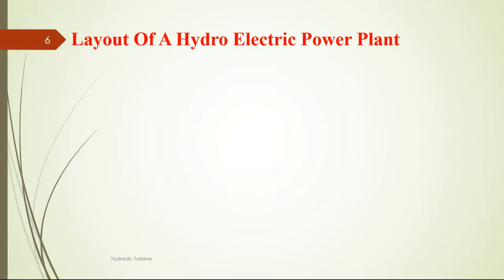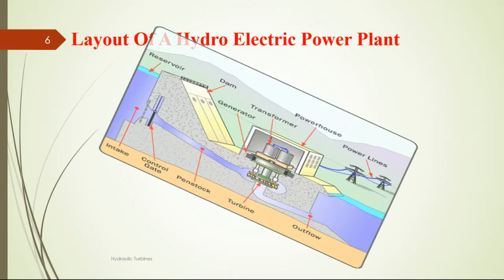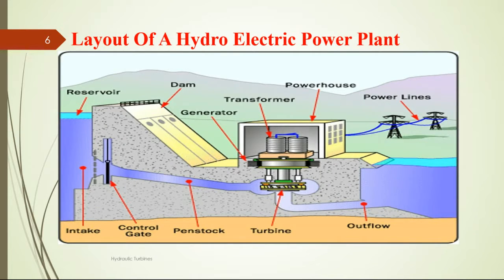Then based on layout of hydraulic electric power plant, here is the image showing the hydraulic power plant. Here we can see there is a reservoir, intake, dam, generator, transformer, powerhouse. Then turbine is situated in the powerhouse, and from there water outflow is provided.